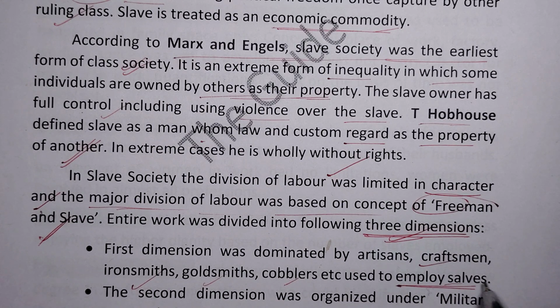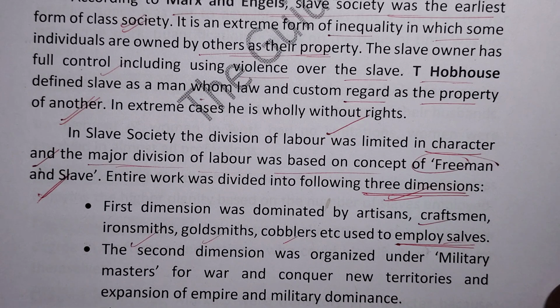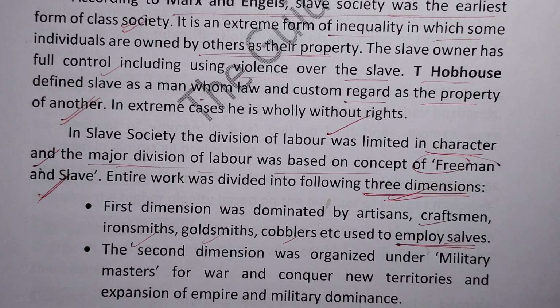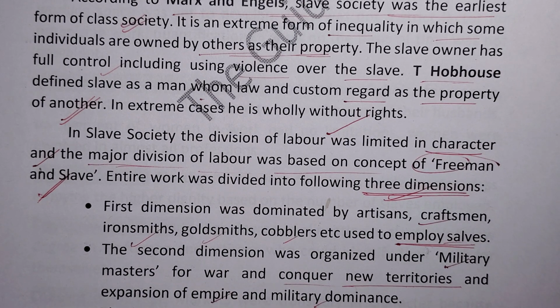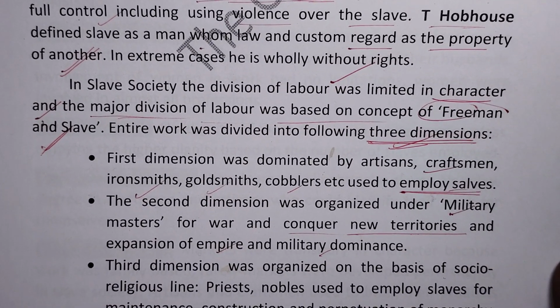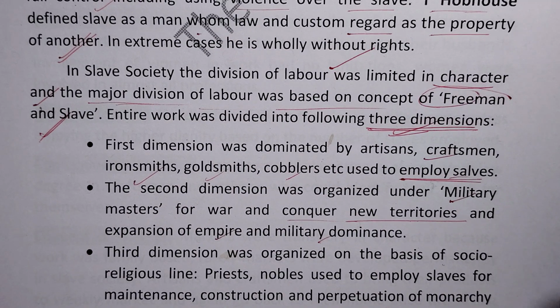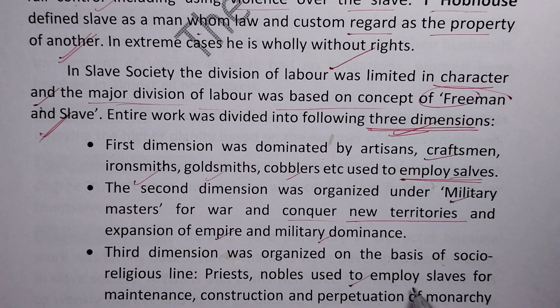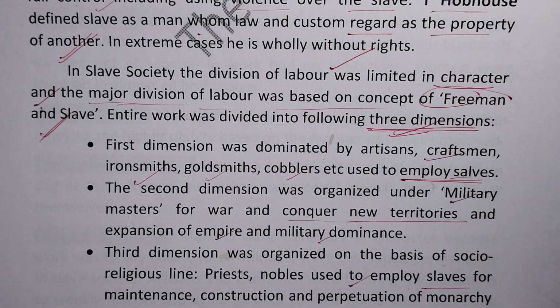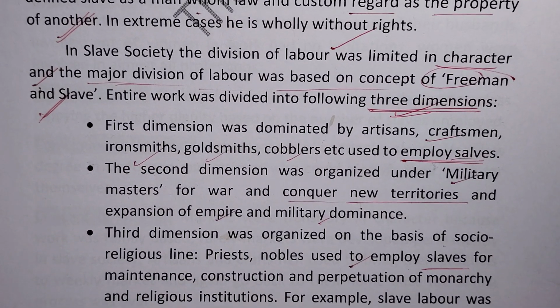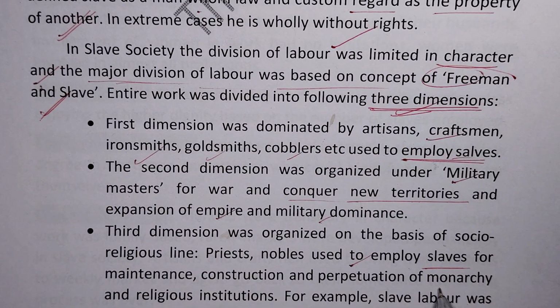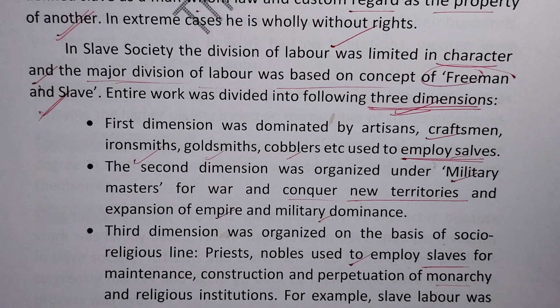They used to employ slaves. The second dimension was organized under military masters for war, to conquer new territory, and for expansion of empire and military dominance. The third dimension was organized on the basis of socio-religious lines. Priests and nobles used to employ slaves for maintenance, construction, and perpetuation of monarchy and religious institutions.